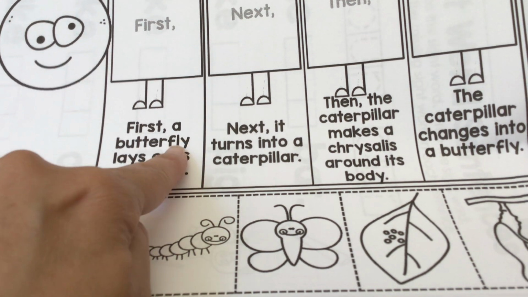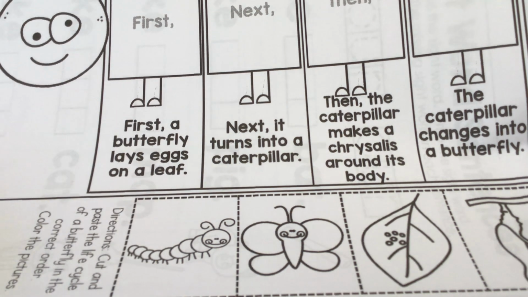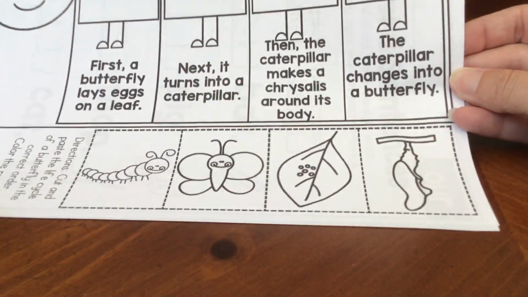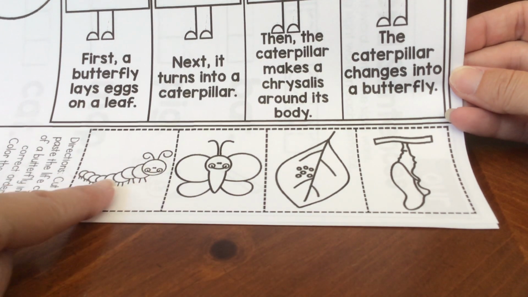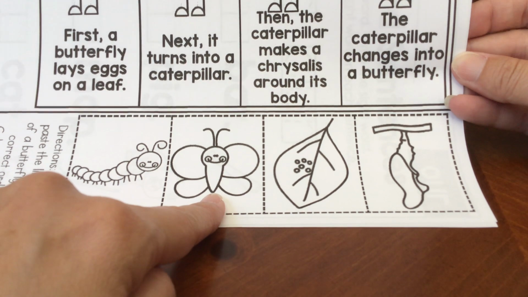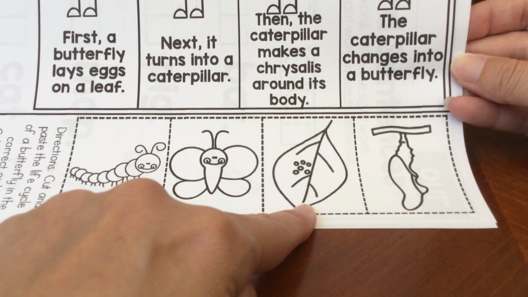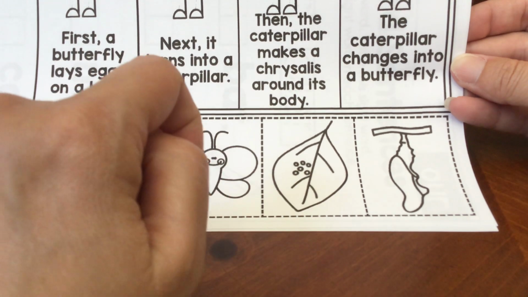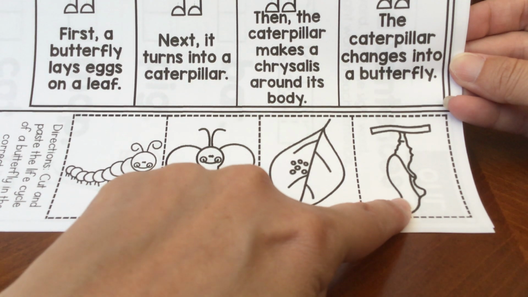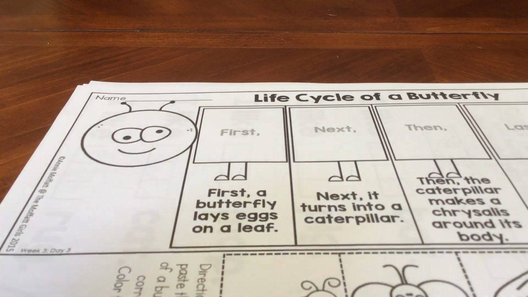First, a butterfly lays eggs on a leaf. So you've got to figure out which picture goes with that sentence. Is this a butterfly laying eggs? No. Does that show a butterfly laying eggs? No. Does this? Yes, I see a leaf. I see some dots that are probably eggs. So up here, I'm going to draw a leaf.